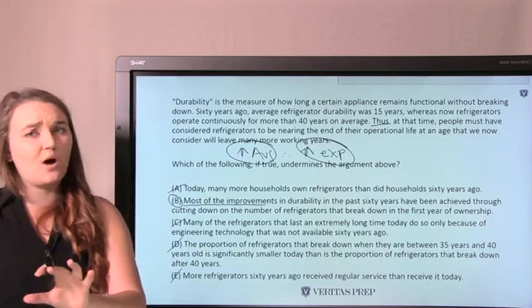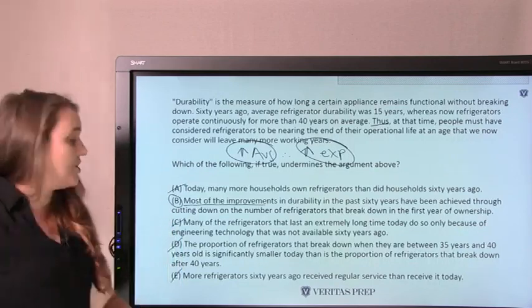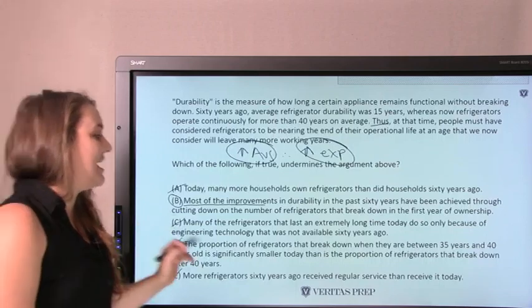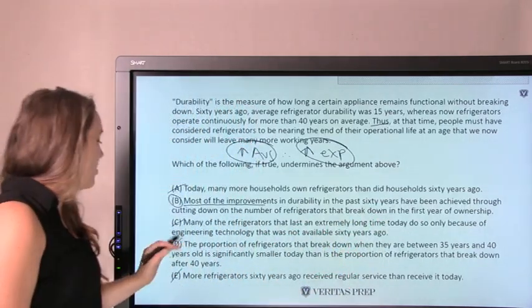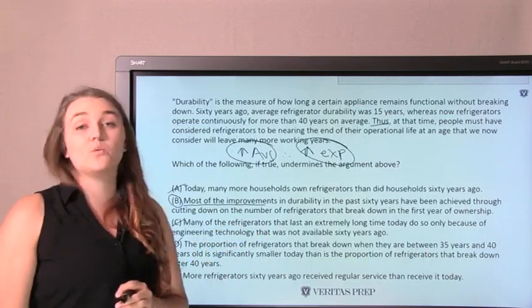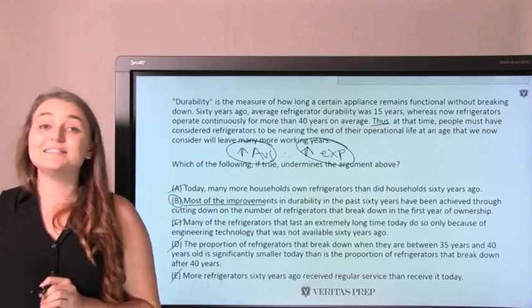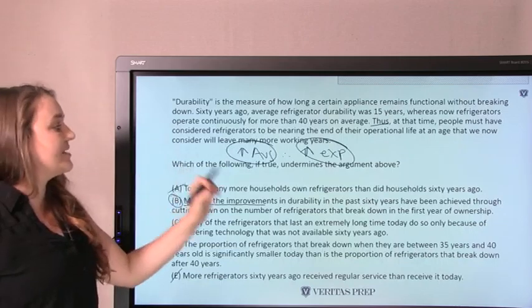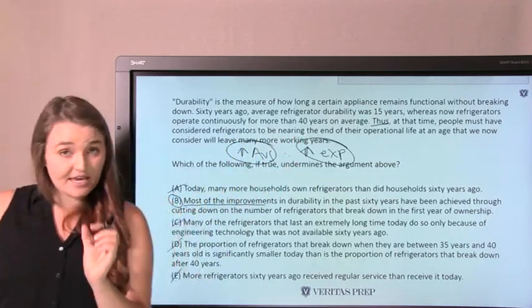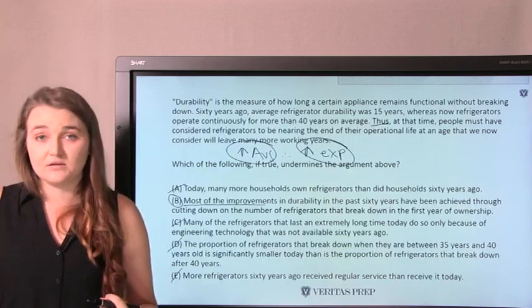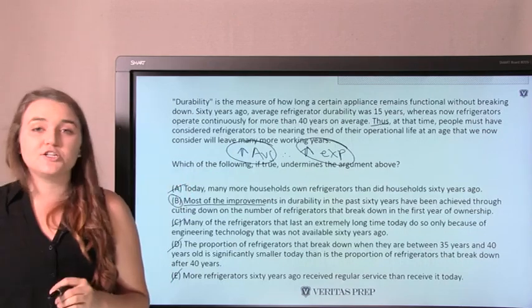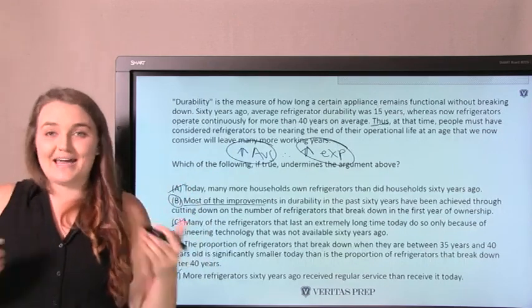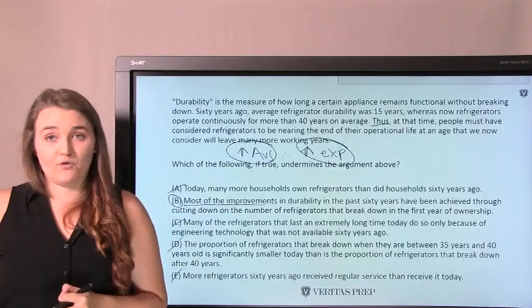Yeah, so let's walk back through answer choice C again, right? So really briefly, let's walk back through answer choice C. Many of the refrigerators that last an extremely long time today do so only because of an engineering technology that wasn't available before. Does not let us know, right? It doesn't address the potential gap between average and expected. And if we've taken a moment to break down what that looks like, then we put ourselves in a position to where anything that just doesn't address that connection isn't what we're looking for, right?